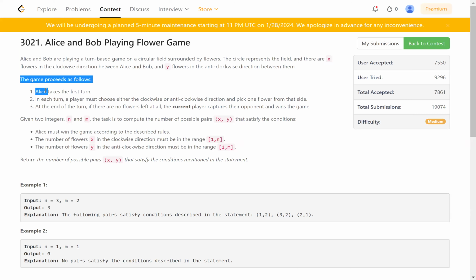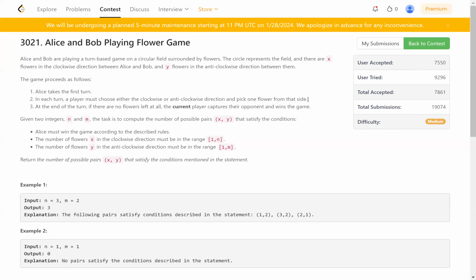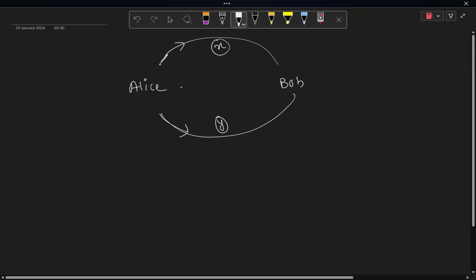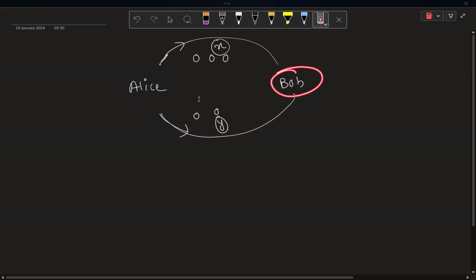And the game proceeds as follows. Alice takes the first turn. In the turn, the player must choose either the clockwise or anti-clockwise direction and pick up one flower from that side. So if there were three flowers like this and two flowers here, Alice can choose the clockwise direction, not go there, but just pick up an element from the clockwise direction and take this flower with herself. Just one flower. And then it would be Bob's turn, and so on.